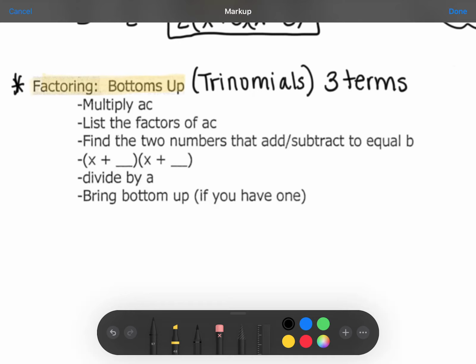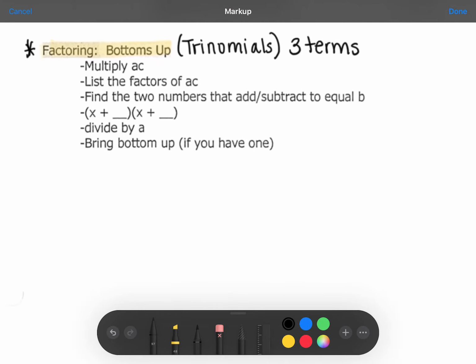And I don't know what you were told last year. You guys probably did some kind of grouping method. We used to do tic-tac-toe years ago, but we determined that that was just too much work. And so we really love this bottoms up method. Some students or some teachers may call it slip and slide. So I'm going to show you how this is done. And again, anytime you're given a problem, always look for the greatest common factor first. And then you can figure out the bottoms up method from there.